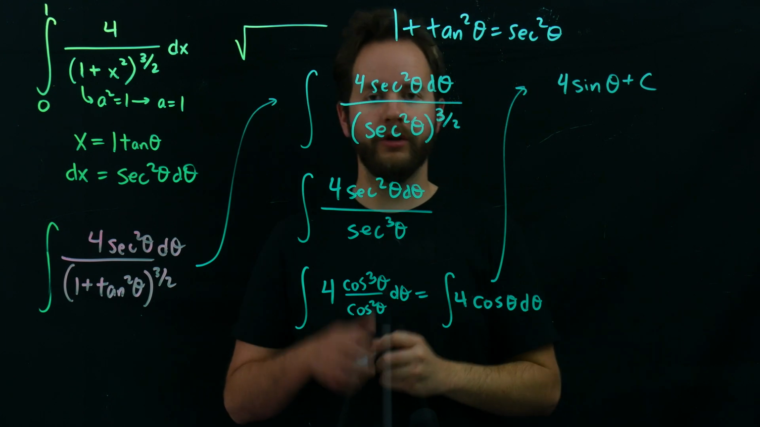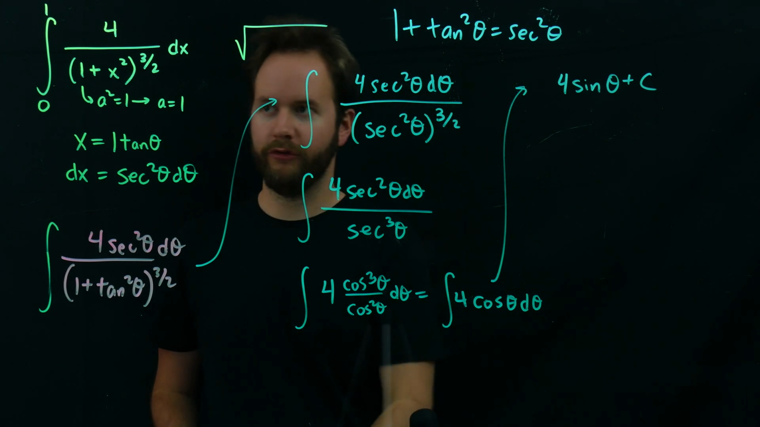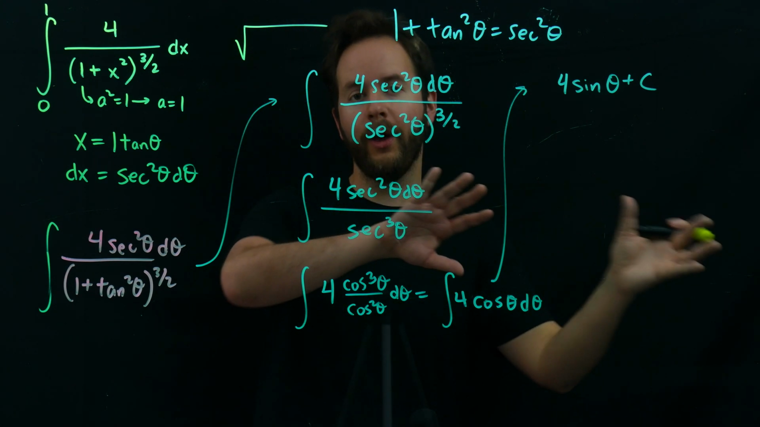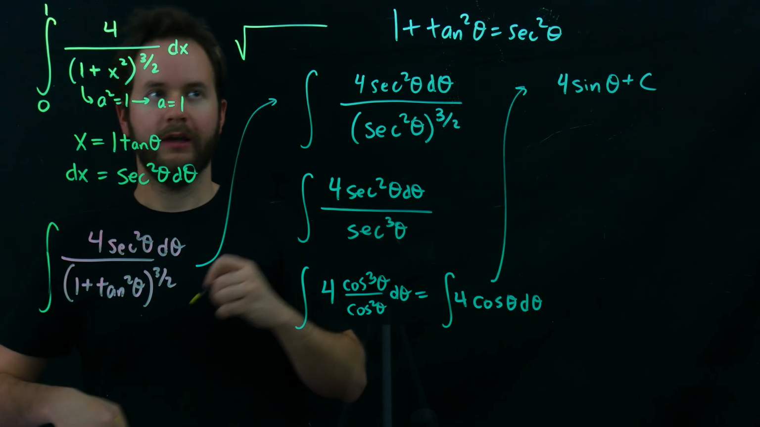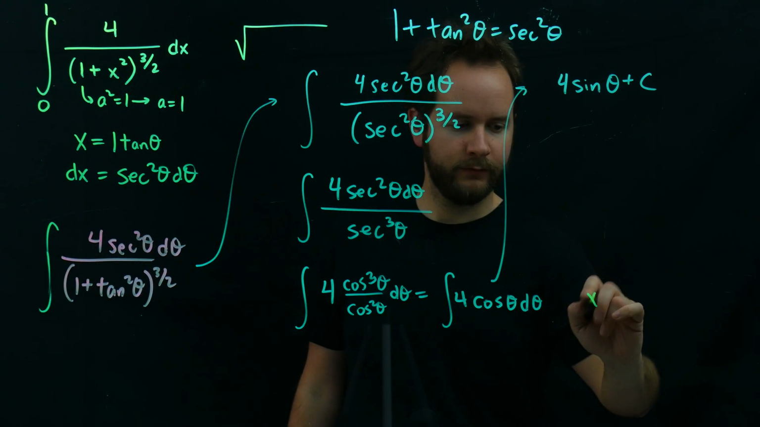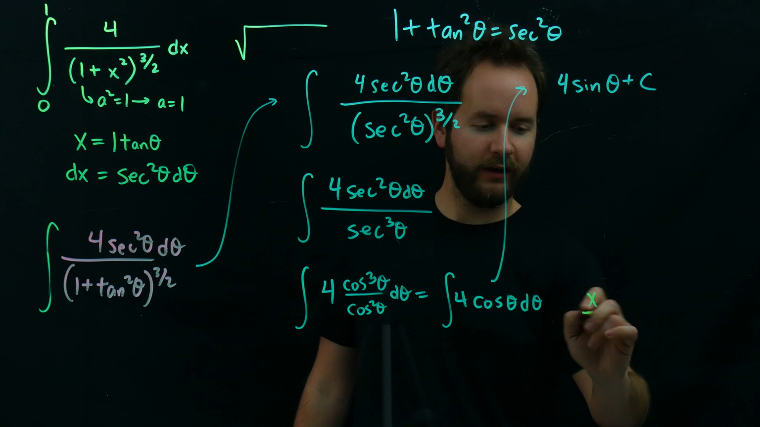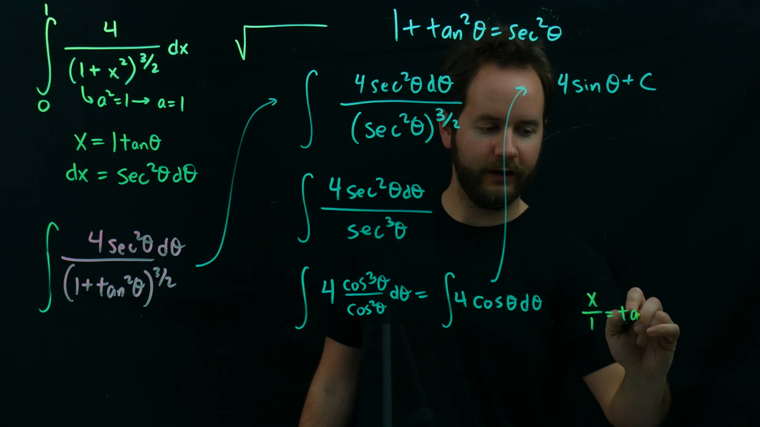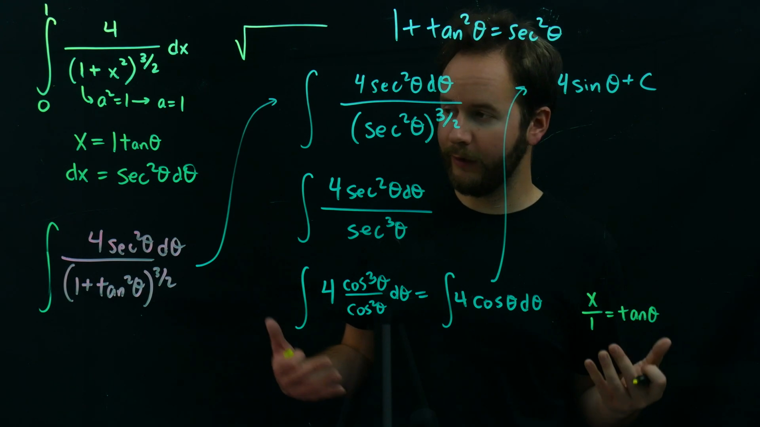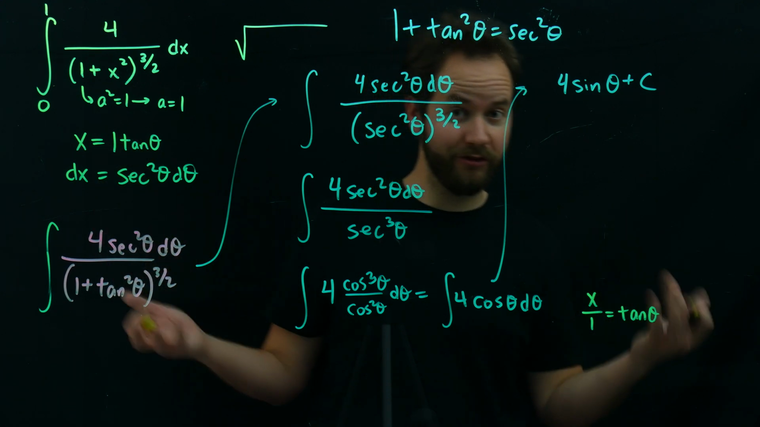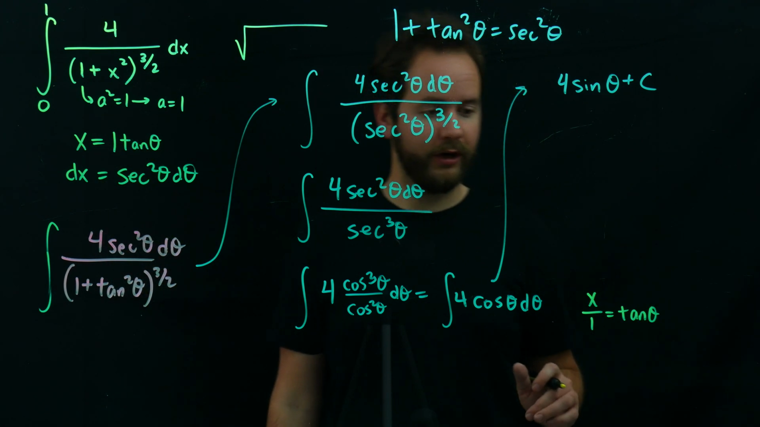And we're going to use a right triangle to do the back substitution. So what right triangle do I use? We go way back to the original substitution and say x equals 1 tangent theta. Let's say x divided by 1 equals tangent theta. Let's divide both sides by 1. Again, I know it seems kind of silly to divide by 1 because that doesn't change anything, but it really is going to help us set up this right triangle.